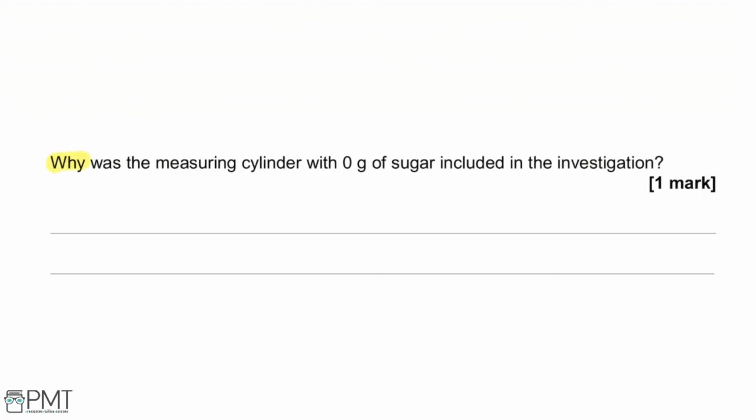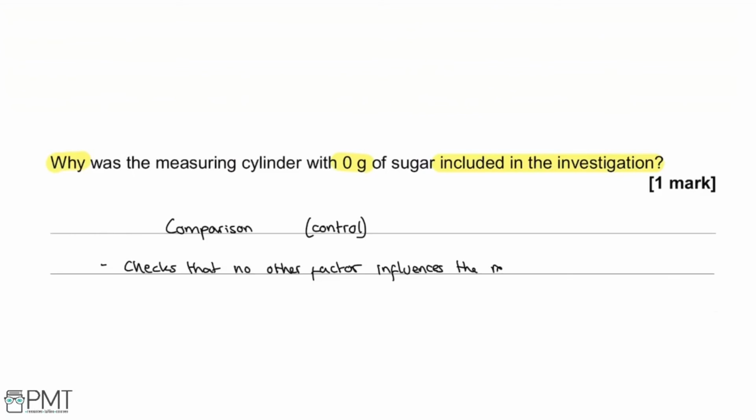Why was the measuring cylinder with 0 grams of sugar included in the investigation? So this is to do with the fact that you need to have a controlled variable. You need to make sure that the thing you're investigating is the only thing affecting your experiment. So by having a measuring cylinder with no sugar in it at all, allows you to have a comparison with what would happen if you didn't have your sugar.